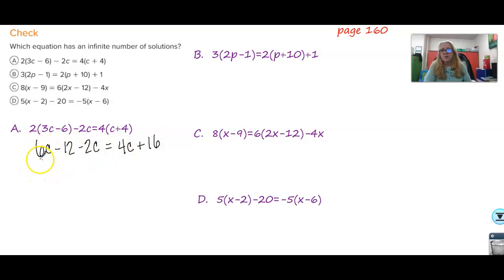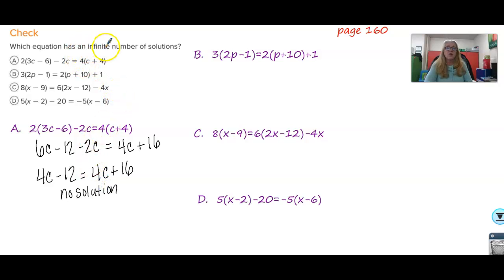So on the left-hand side, we're going to combine 6c and negative 2c, which is going to give us 4c minus 12 equals 4c plus 16. Well, this is one of those cases where the variable terms are the same, but the constants are not. So no matter what value of c we pick, this will never work. This is one of those no solution ones. And it's not the answer to this question, because this question wants to know which equation has an infinite number of solutions. So A is not it.